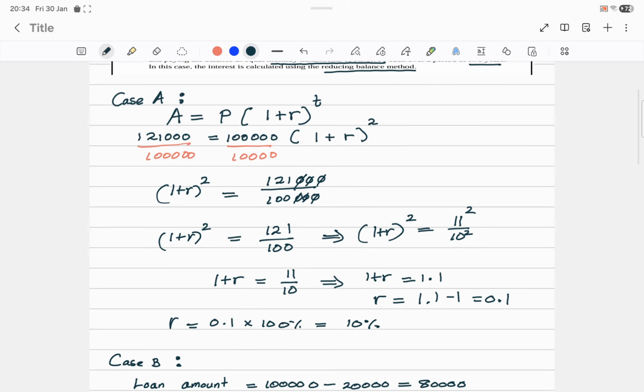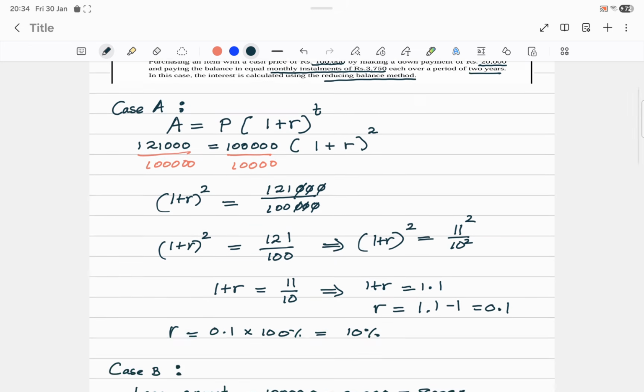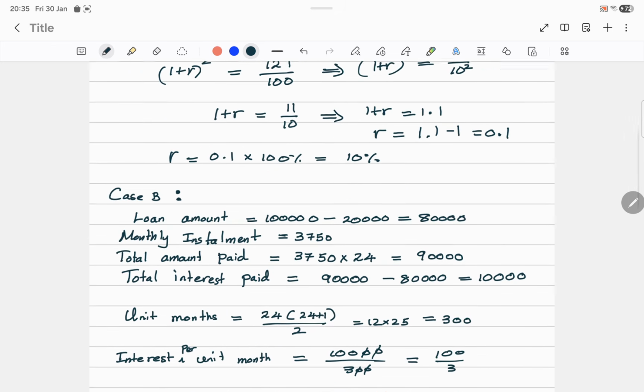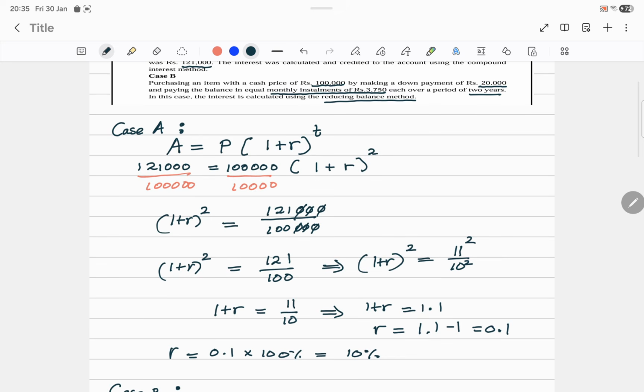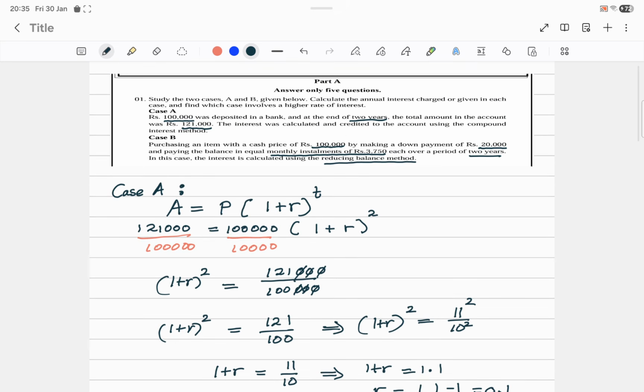So that is the annual interest charge in case B. In case A we had 10%, and we want to find which case involves the higher interest rate. Case B has higher interest because it has 12%. Case A had 10%, right? Okay, so that is question number 1. Next we'll look at question number 2.